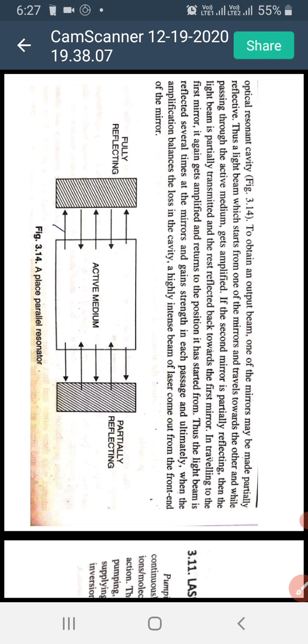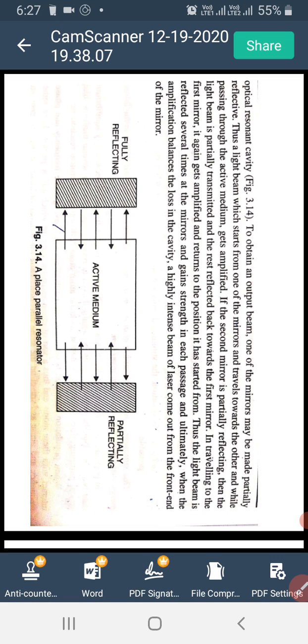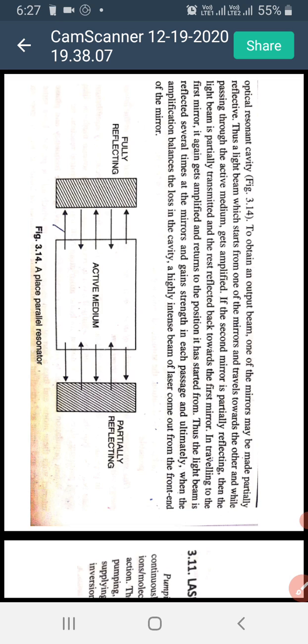while passing through the active medium gets amplified. If the second mirror is partially reflective, then the light beam is partially transmitted and the rest is reflected back towards the first mirror. In traveling to the first mirror, it again gets amplified and returns to the position it started from. Thus the light beam is reflected several times by the mirrors and gains strength in each pass, and ultimately, when the amplification balances the loss in the cavity, a highly intense beam of light comes out from the front end mirror.